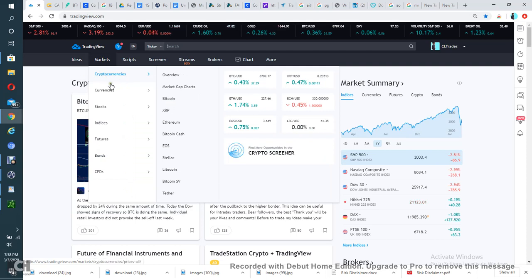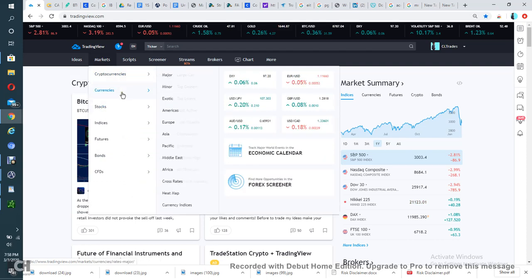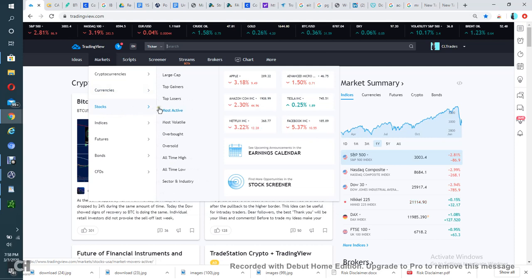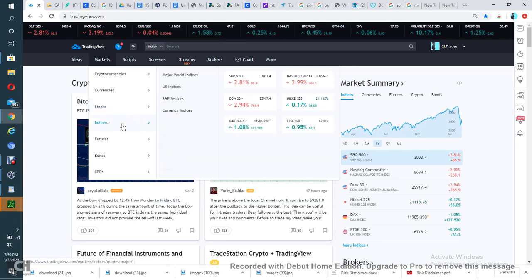Markets. Here's your cryptocurrencies, your currencies, which are your major pairs, your minors, your exotics, Americas, Europe, and so on. Stocks. You got your top gainers, your losers, your most active, your volatile, your overbought. You can kind of look into different things like that. That brings you a little closer in your search engine of stocks that you're trying to buy into. Indices, of course, you got your S&P and your NASDAQ indexes and Dow Jones, and so on.